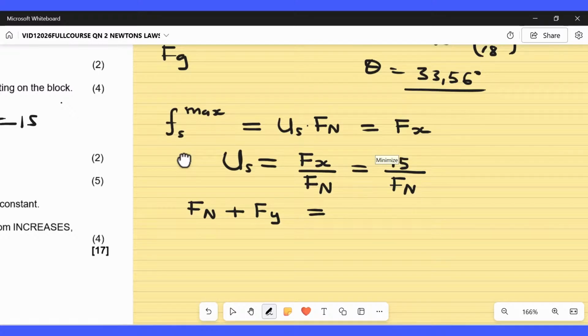Now the vertical component is given by the force applied times sine of theta. Because we have our theta already and the mass is 5 kg, let's say 5 times 9.8, then minus our 18 sine theta. But theta we got what? 33.56.